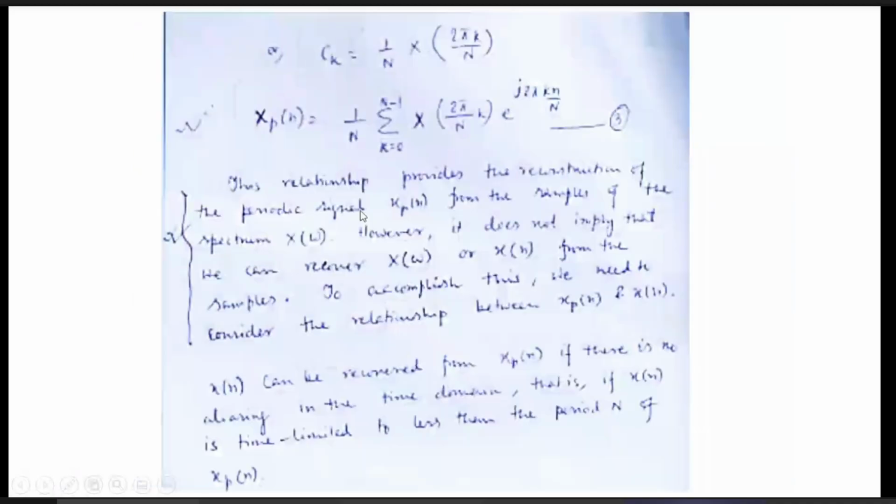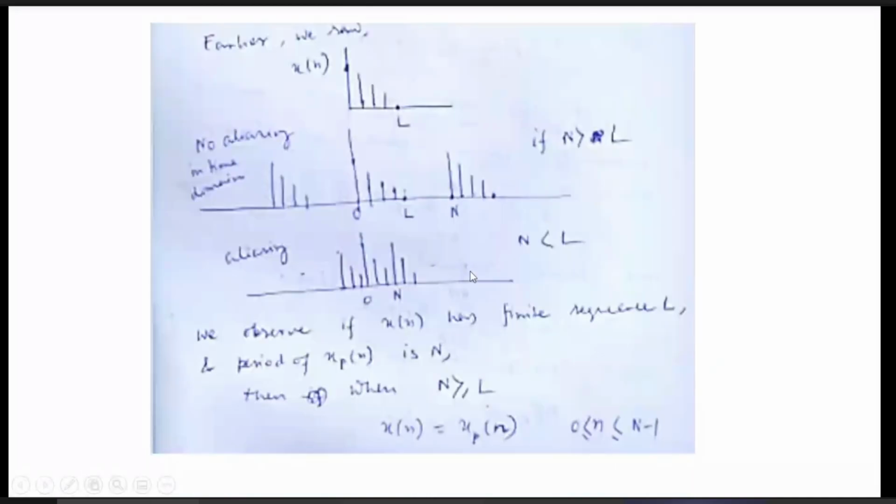We can say we can recover this X of omega, or x of n, from the samples. But there is a condition: what should be the relationship between xp of n and x of n? That is given here. Earlier we considered that x of n was of finite length, L number of points. So it was now repeated.